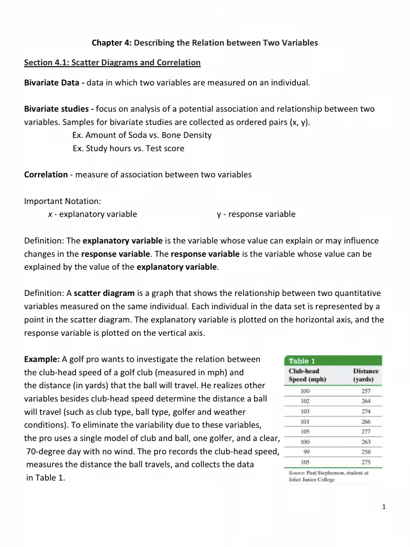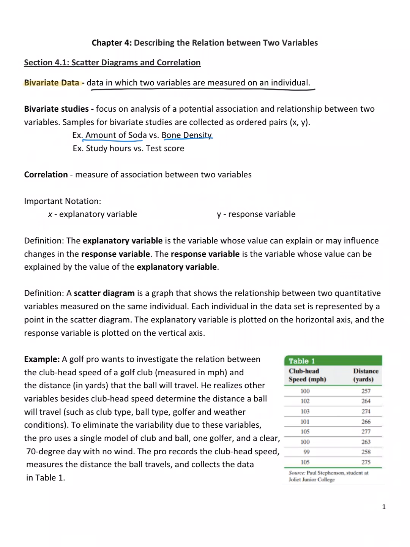Hi guys! So in this chapter, we're going to be working with bivariate data. Bivariate data are data in which two variables are measured on an individual. So for example, we might want to know whether the amount of soda consumed per week is related to one's bone density. So the individuals will be the people in the study, and the two variables will be the amount of soda and bone density.